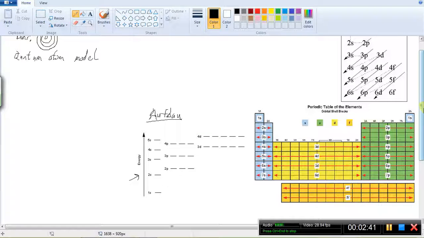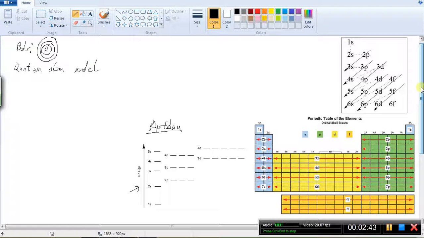Electrons fill these energy levels based on a few rules. Number one is electrons fill the lowest energy level first. If we're looking at this diagram here, we can see the lowest energy level is the 1s level, and then we go up 2s, 2p, 3s, 3p, 4s, 3d, and so on. So electrons fill the lowest energy level first.